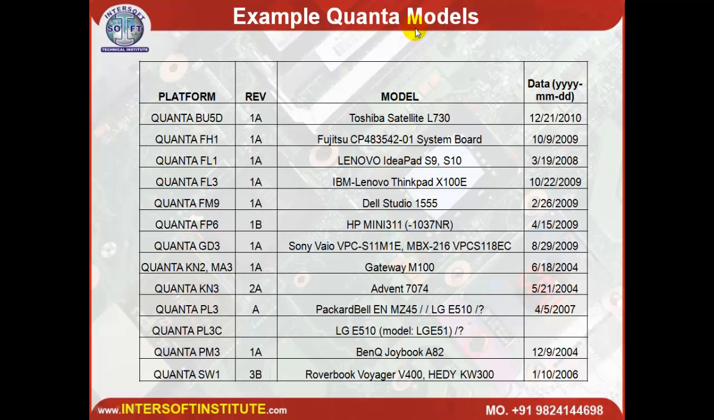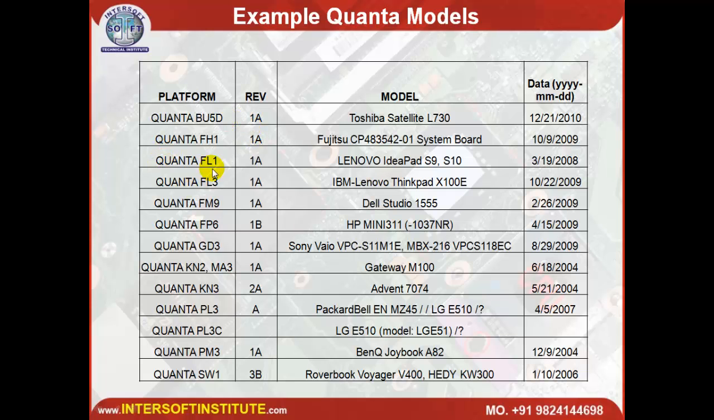Examples of the Quanta models: Quanta FL1, FL3, FM, like that. Its revision is also there. There are a lot. Revision means first they have made something, then made some changes, then they made a second A, then third B, like that. Revisions are there.